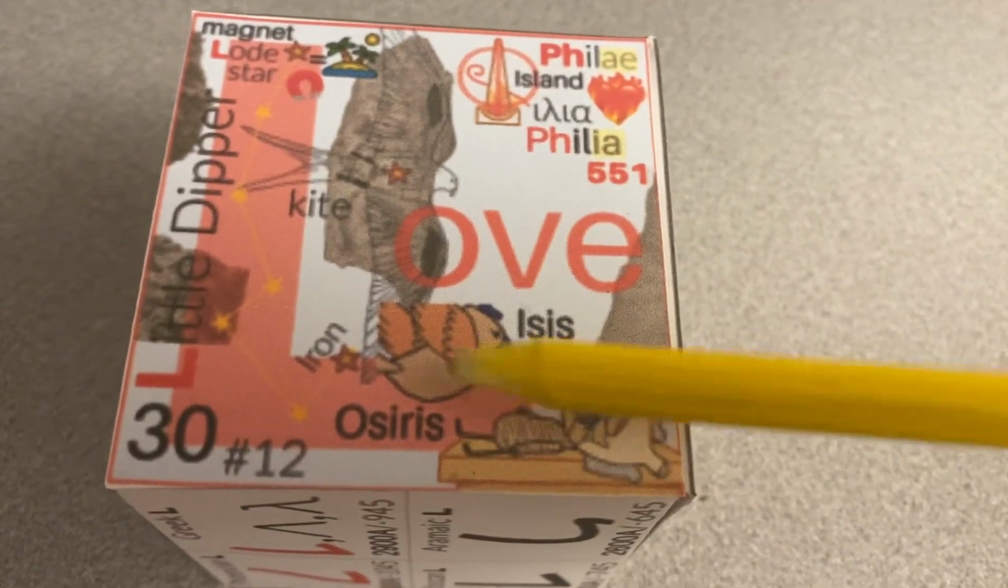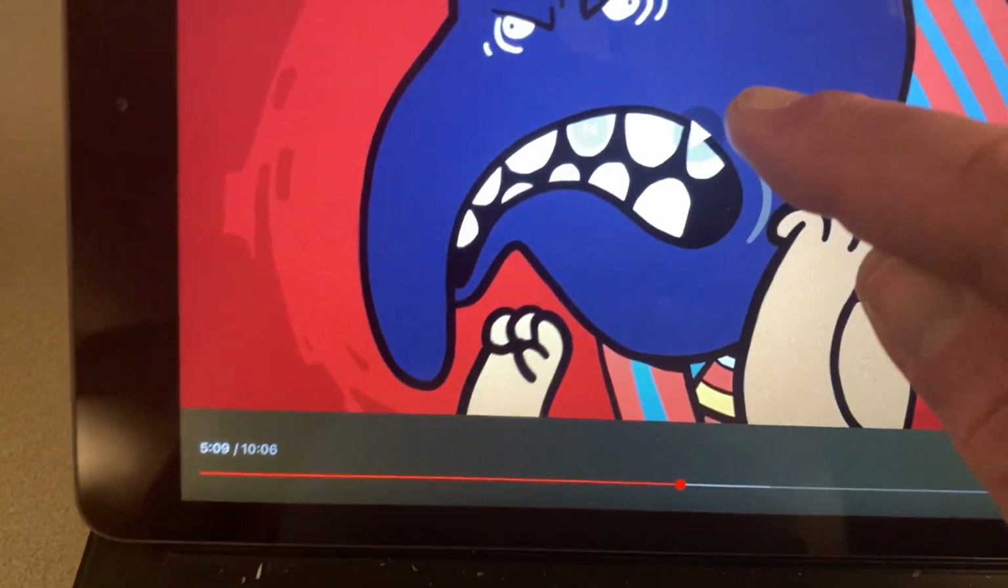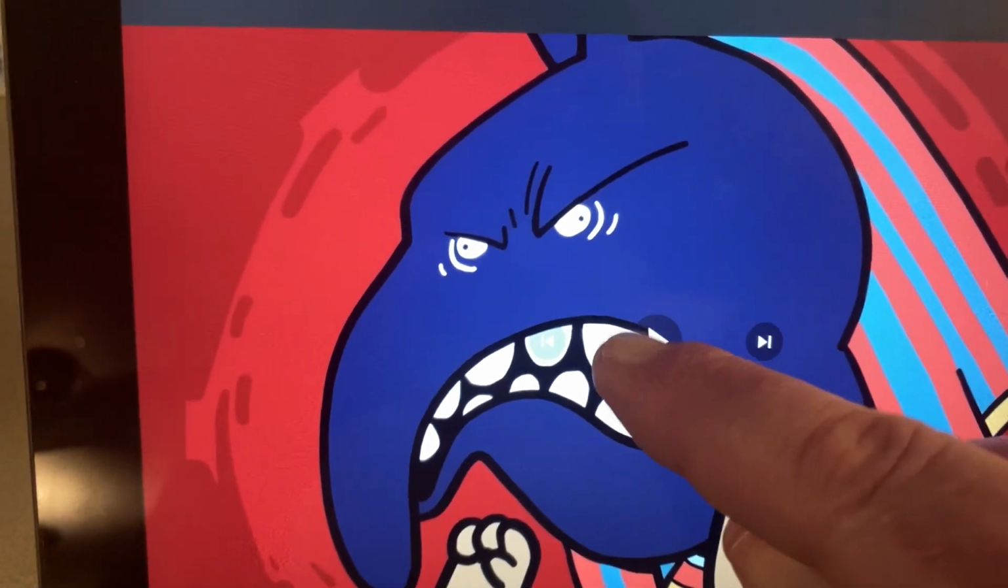Now here we see Isis bringing Osiris back to life. So let's take a look at a little clip of that. First we see Osiris getting mad here.